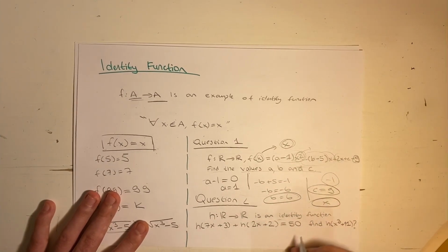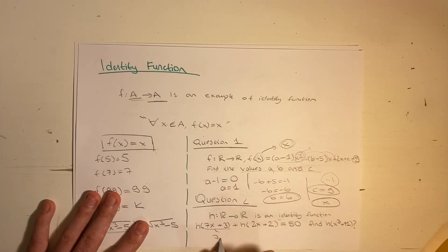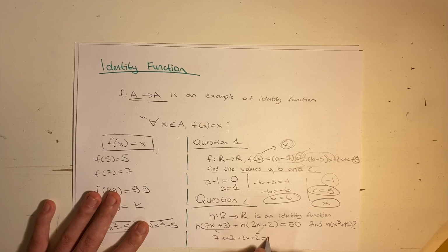So this is an identity function. As we know, identity function is equal to what is inside the function. So it is 7x plus 3. That's all. And here 2x plus 2 is equal to 50. 9x plus 5 is 50. 9x is equal to 45. X is equal to 5.